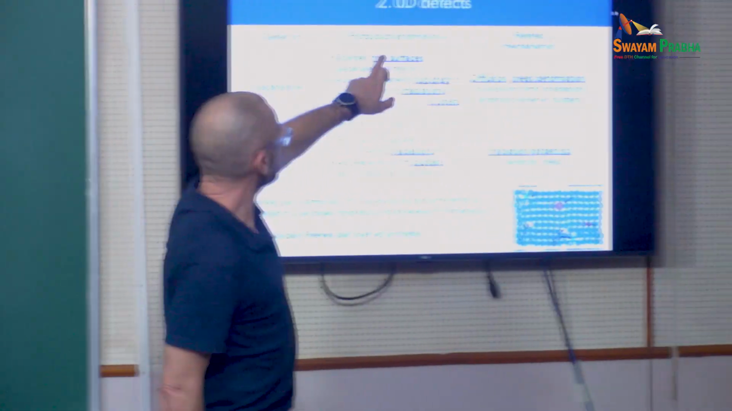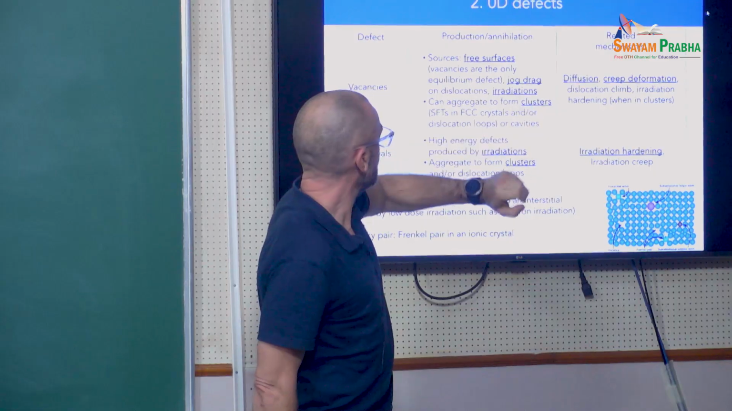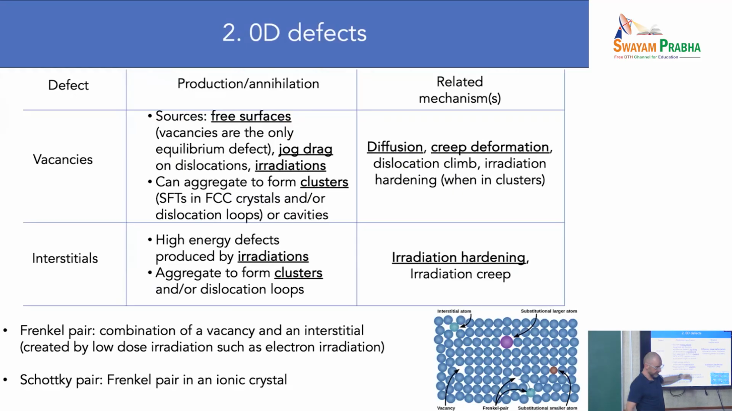So let's see if I've said everything. Sources: we said free surfaces, jog drag, irradiation, and then vacancies can also cluster. They don't necessarily remain isolated. They can cluster to form either cavities if you have many vacancies, but also dislocation loops and a special structure in FCC which is called a stacking fault tetrahedron. We don't need to go into the details. Interstitials, with high energy irradiation, also form clusters, in particular dislocation loops. And then here we have diffusion and creep, and here we have irradiation hardening.